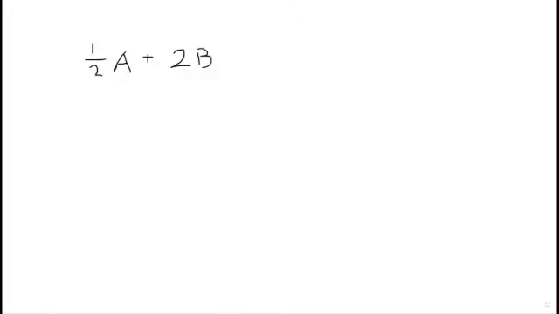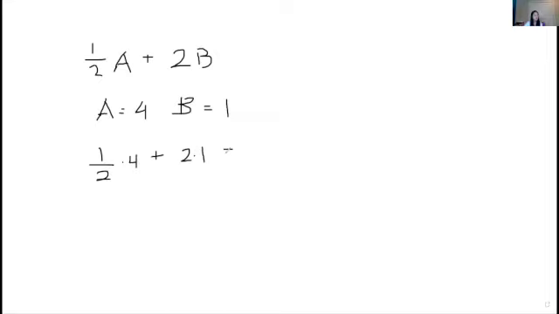What's A? A is 4, and B is 1. So we're asking to do 1/2 A plus 2B. So 1/2 times A, or 4, plus 2B, or 2 times 1, and that is equal to 4. Okay.